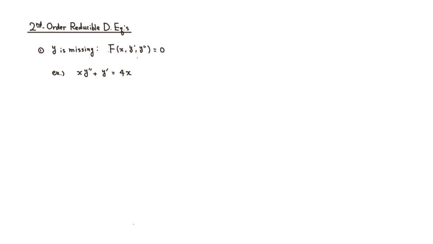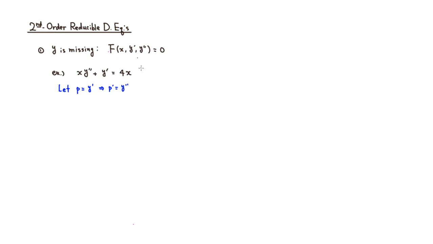For example, x times y double prime plus y prime is equal to 4x. This is a second order equation, but we can reduce it to a first order equation. Let's use this substitution. Let p be the first derivative, so p equals y prime. Which means that if you take the derivative again, p prime is actually y double prime.